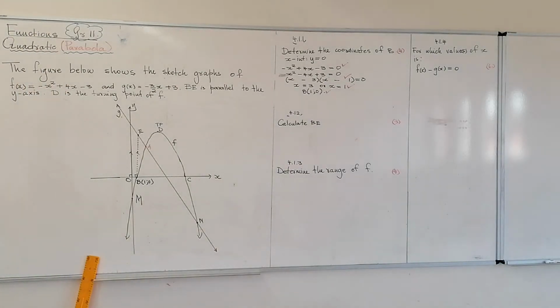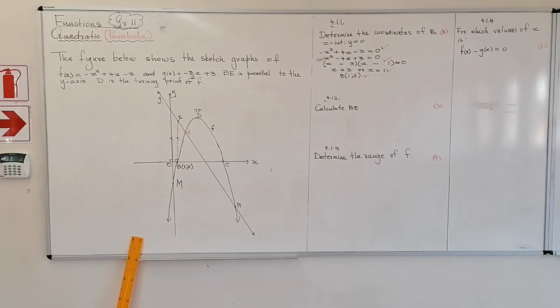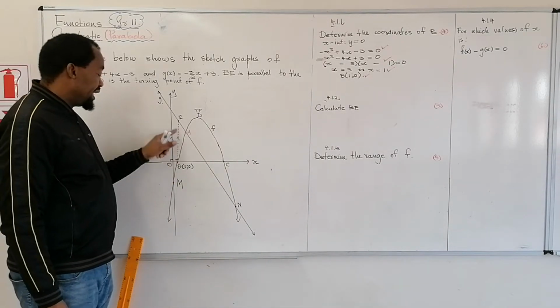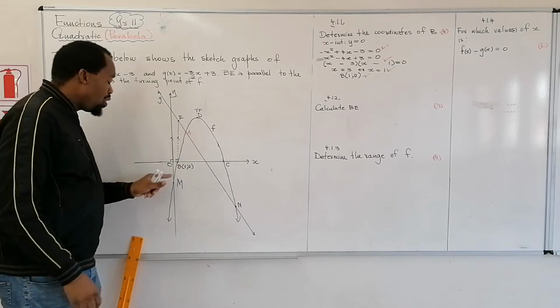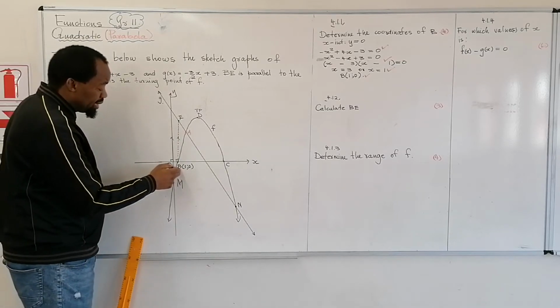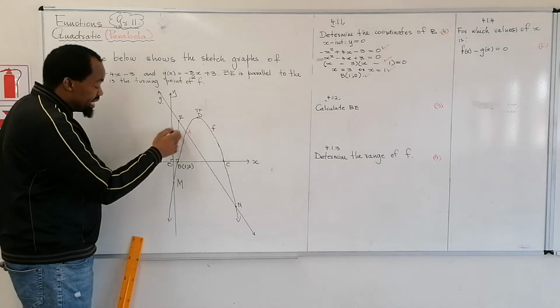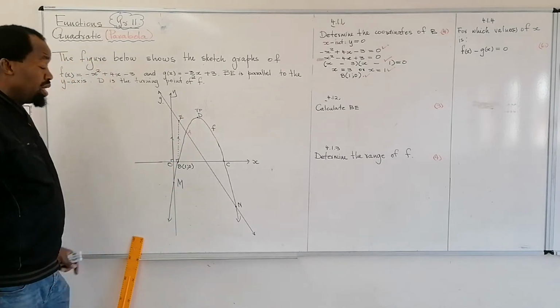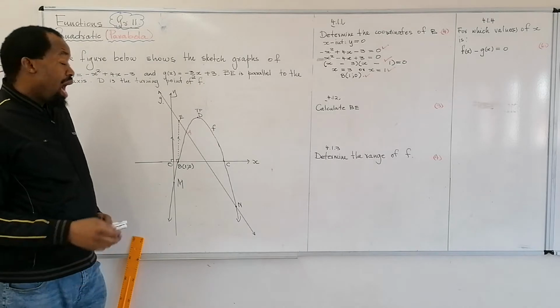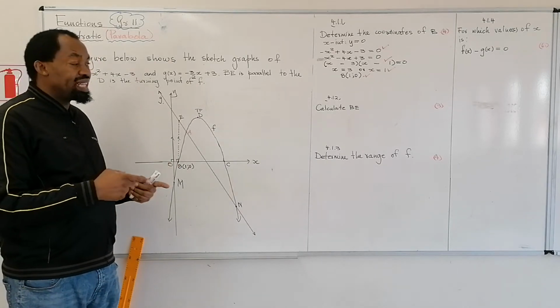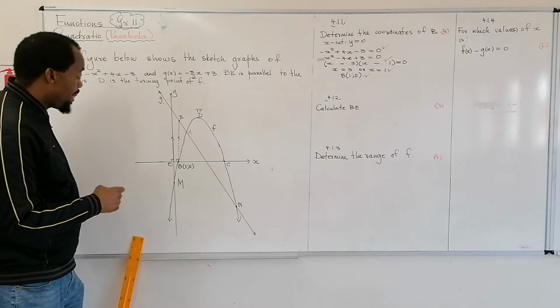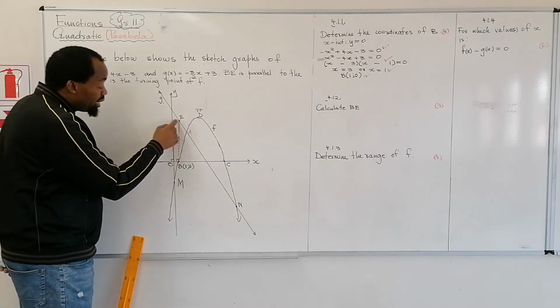Then, our next question is saying, calculate BE. Calculate the distance BE. Now, we need to know who's BE. Look, BE is that. How do I get the distance BE? There are two ways. I can use analytical geometry methods. I determine the coordinates of E.